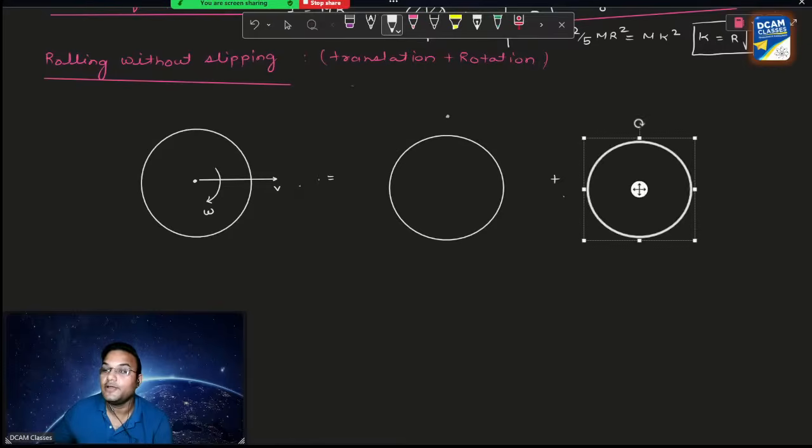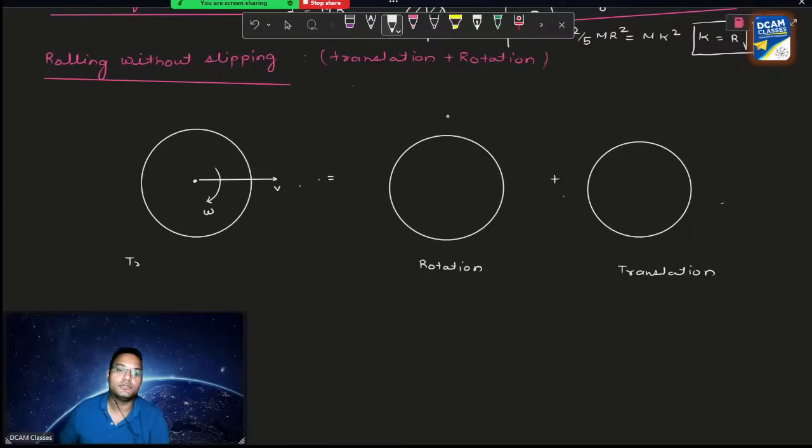Here you will understand everything, how the bikers make wheelie and all those things. Everything you will understand. I have divided this translation plus rotation motion into two different parts. We'll analyze them separately and then we will recombine them.